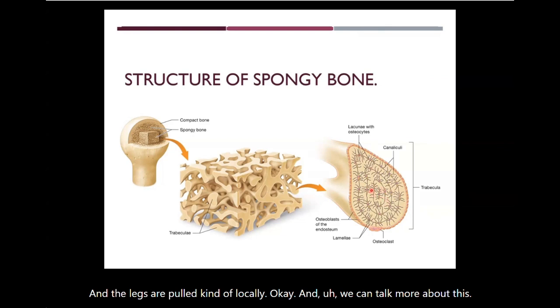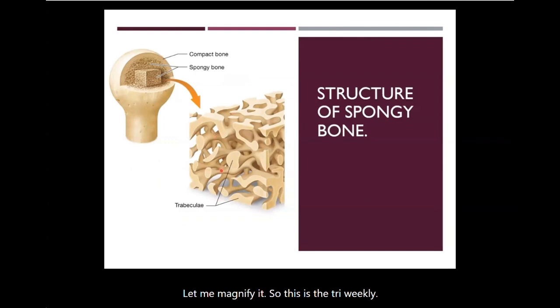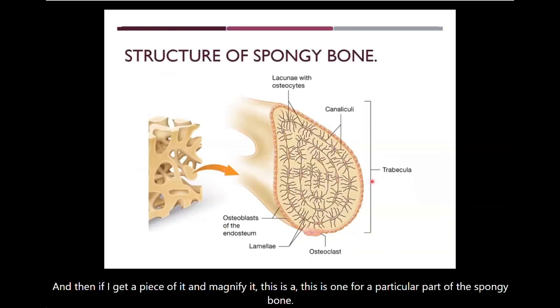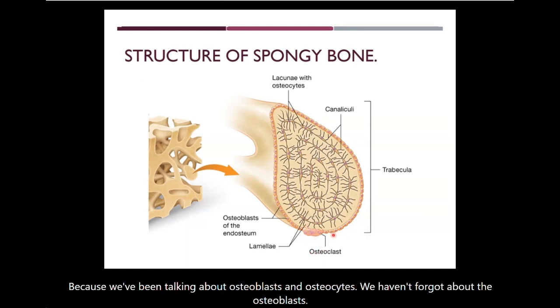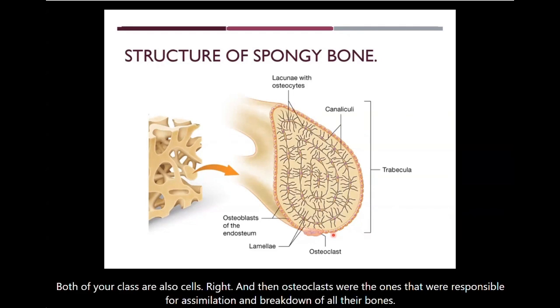And we can talk more about this. Let me magnify it. So this is the trabeculi, and if I get a piece of it and magnify it, this is one trabecula, part of the spongy bone. So these are the osteoblasts. Derived from the osteoblasts, we have the osteocytes covered with lacuna, and the legs are called canaliculi, right? And then what is this called here? Osteoclast, right? Because we've been talking about osteoblast and osteocyte, we forgot about the osteoclast. The osteoclasts are also cells, right? And the osteoclasts were the ones responsible for assimilation and breakdown of older bones, okay?